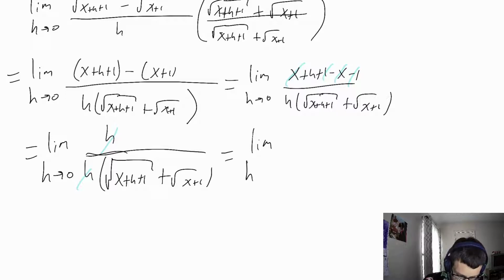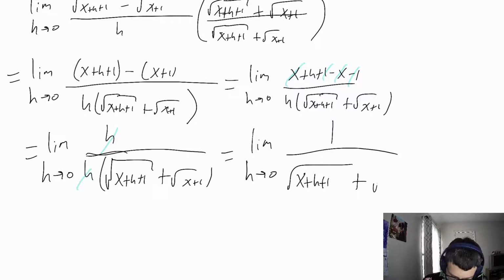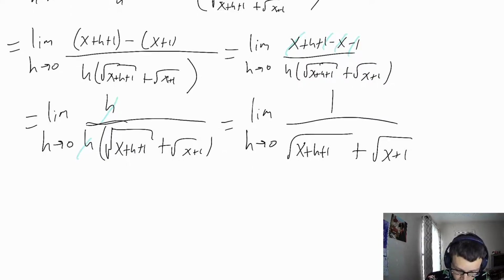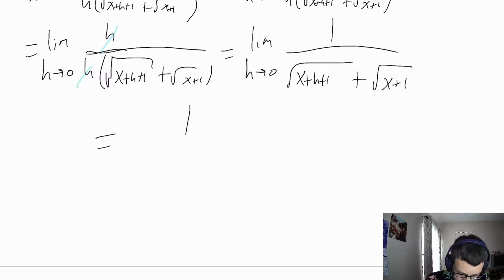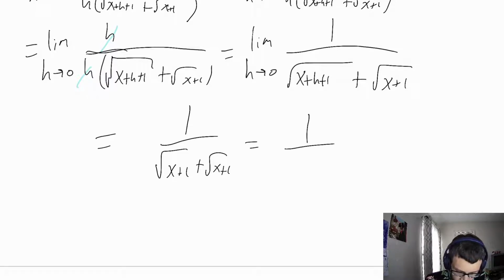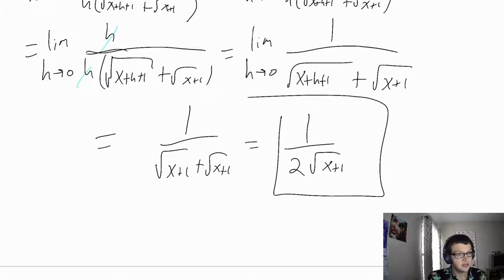So now we have the limit as h goes to 0 of 1 over the square root of x plus h plus 1 plus the square root of x plus 1. Now we're in a position where we can just plug in h equals 0 and we're not going to break anything. If we plug in h equals 0, we get 1 over the square root of x plus 1 plus the square root of x plus 1, which is just 1 over 2 square root of x plus 1. So that's one example of using the limit definition of the derivative to actually compute the derivative.